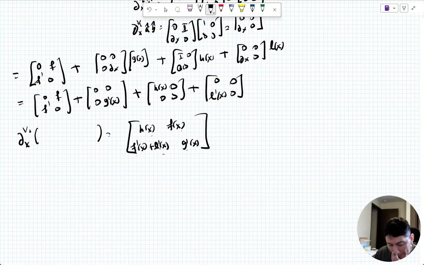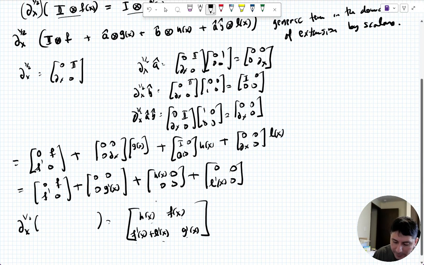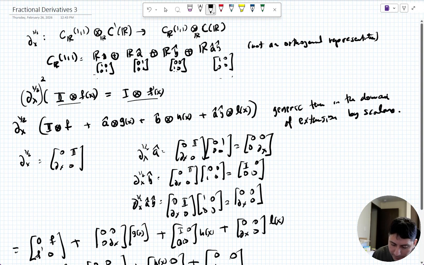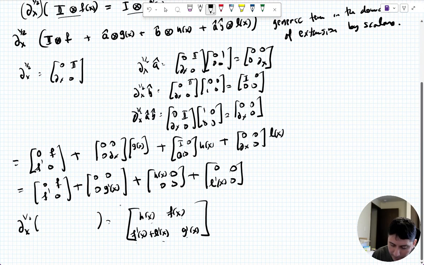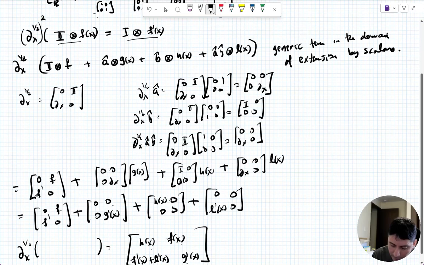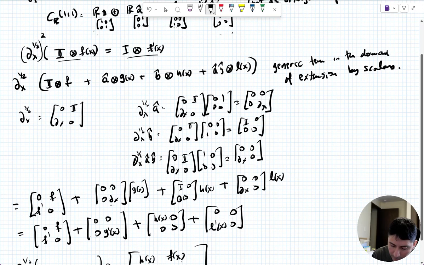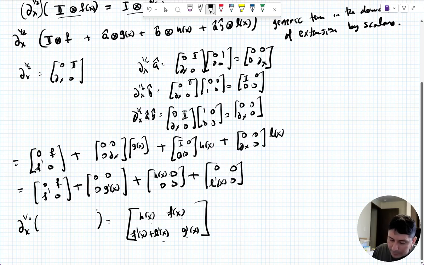So yes, does h need to be differentiable? Let's see. No, h does not need to be differentiable. Anyways, yeah, so that is what it is.